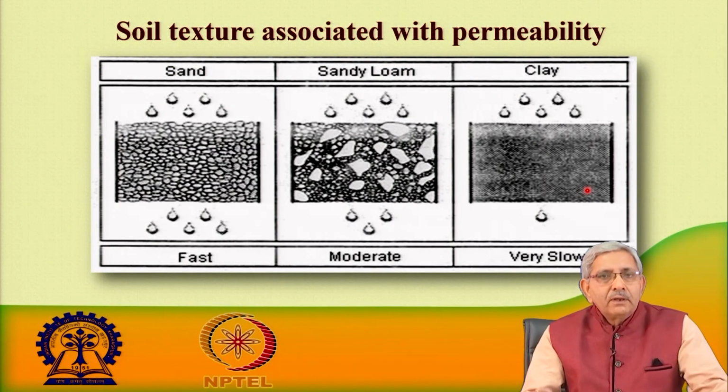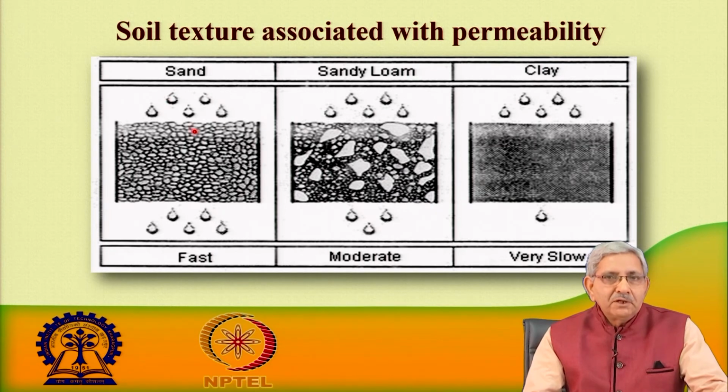Now, if we look at this diagram, if it is a sandy soil and water is being given from the top, whether it is irrigation water or rainfall water, what happens? Since it is a sandy soil, the particle size is large and the micropores are also large. So, water moves easily and starts draining very fast.